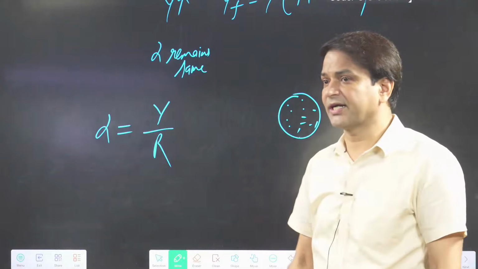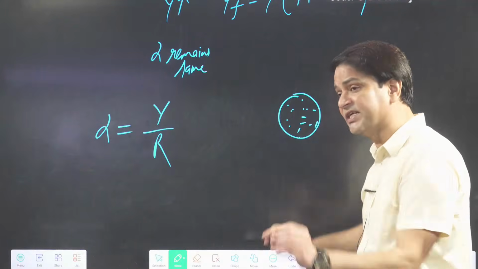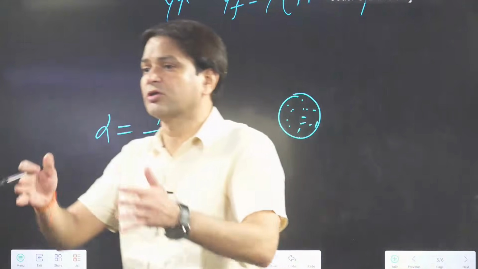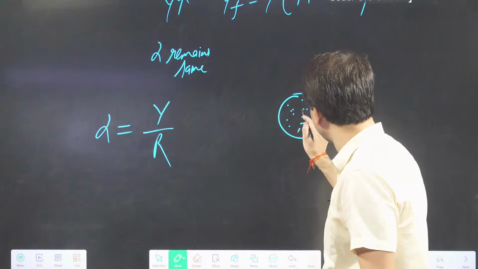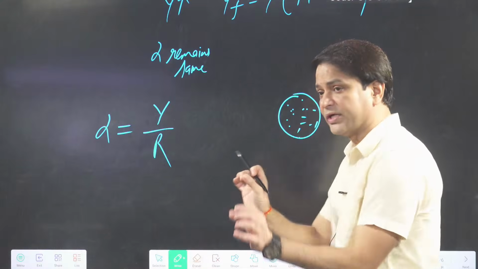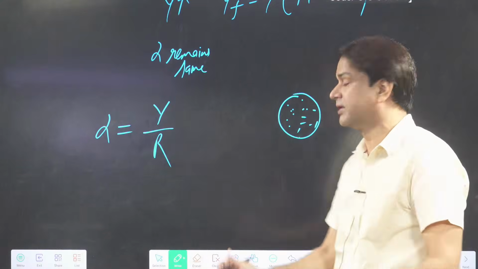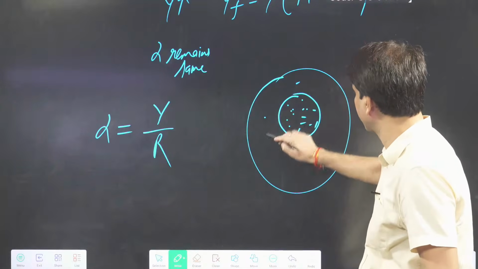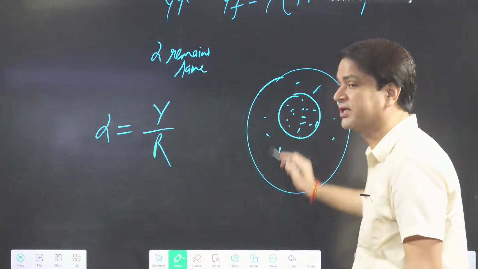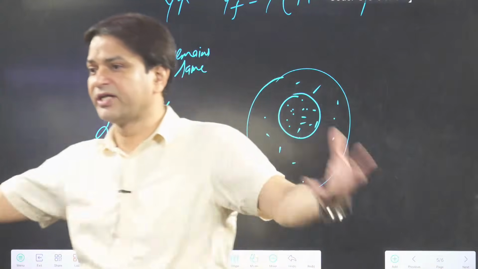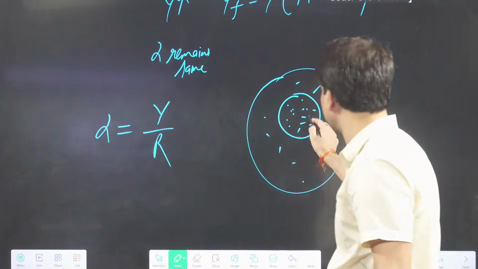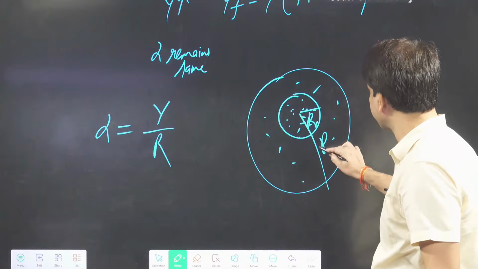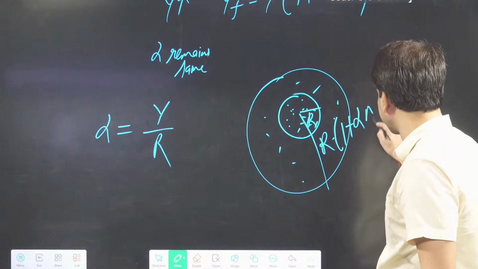Different points are there in this sphere. Now when I increase the temperature, what will happen? The distance between each consecutive atom will increase. They will go far from each other. So overall, the distance between all atoms increases, and then the size will increase. Now suppose the initial radius is R. Then what is the final radius? You will say R into 1 plus alpha delta theta.